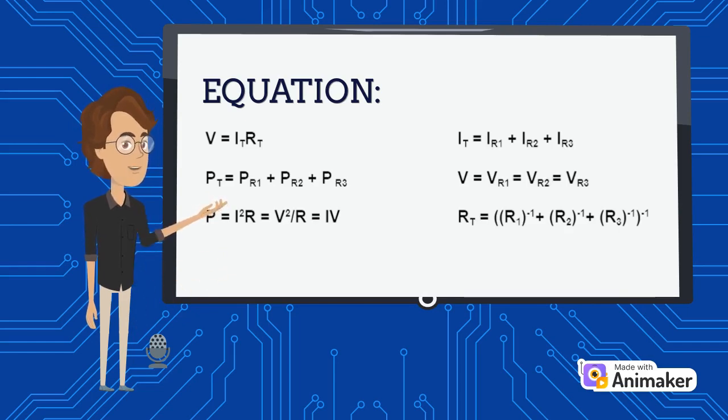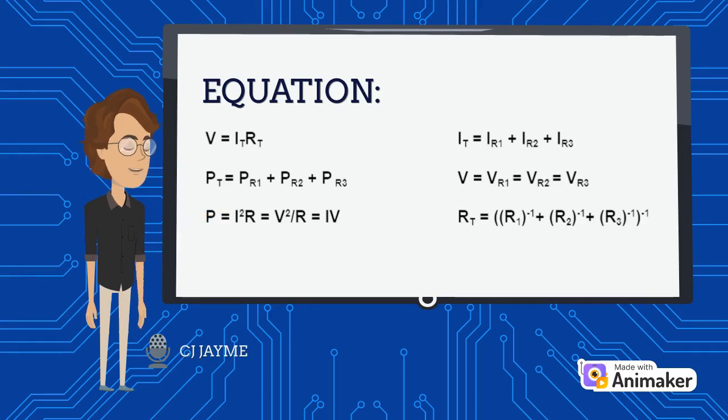The next one is for the total voltage. The total voltage in a DC parallel circuit is just equal to the value of the voltage in each resistor. So we can say that V is equal to V of R sub 1, and also equal to V of R sub 2 as well as V of R sub 3. To solve for the power, we have three different equations. The first is I squared times R, the next is V squared over R, and also I times V.